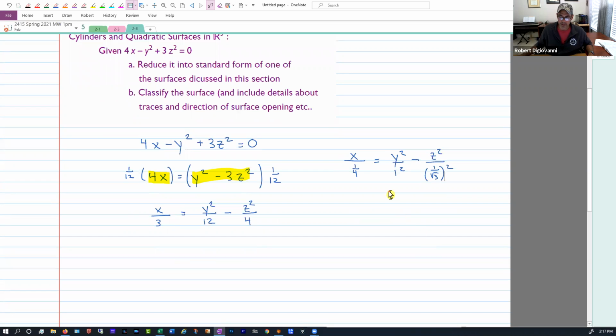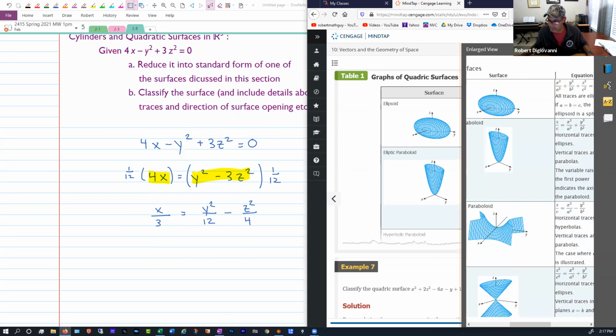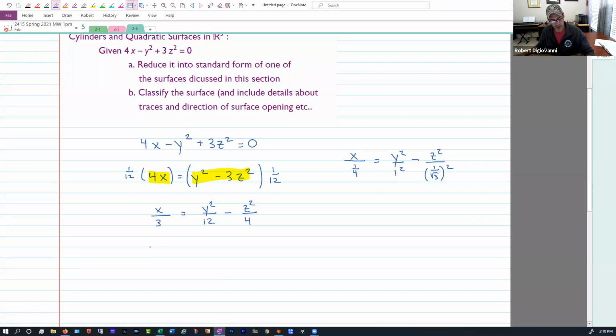All right, the important thing is to note that you've got all three variables, two of them are squared. You've got subtraction between two of them. So what is this? Benjamin, were you able to get that part? It's a hyperbolic paraboloid. So let's take a look here. Hyperbolic paraboloid. You've got one of the variables over a number, not squared, equals the other two variables, squared and subtracted. So this is the weird one where you've got parabolas that are going to go in the z direction in this case. So all you'd have to say here is hyperbolic paraboloid, and I'd be happy.